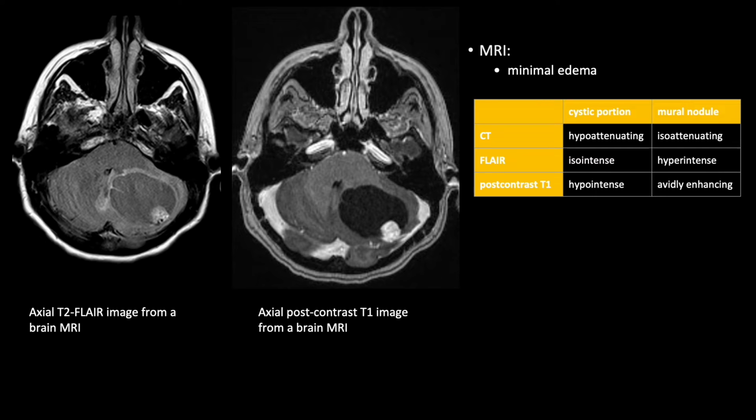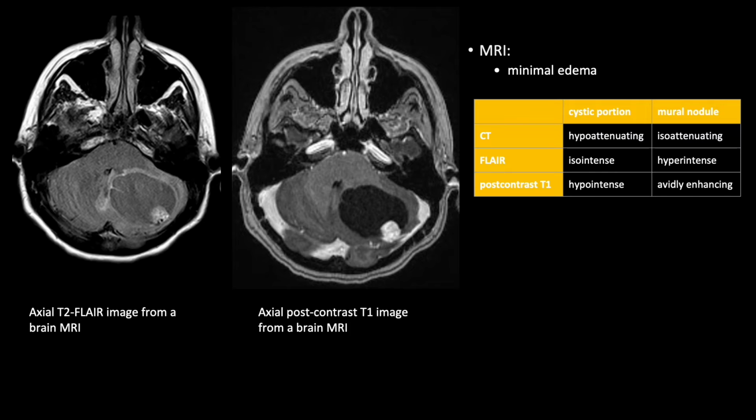MRI is another great imaging modality to help with diagnosis of different brain tumors. On the left, we have an axial T2 FLAIR image, and on the right, we have an axial post-contrast T1 image, both of hemangioblastomas. If you look at the diagram on the right, you will see that the FLAIR has a cystic portion that is iso-intense and a mural nodule that is hyper-intense, whereas the post-contrast T1 image will have a cystic portion that is hypo-intense and a mural nodule that is avidly enhancing, and these images demonstrate those principles very well.